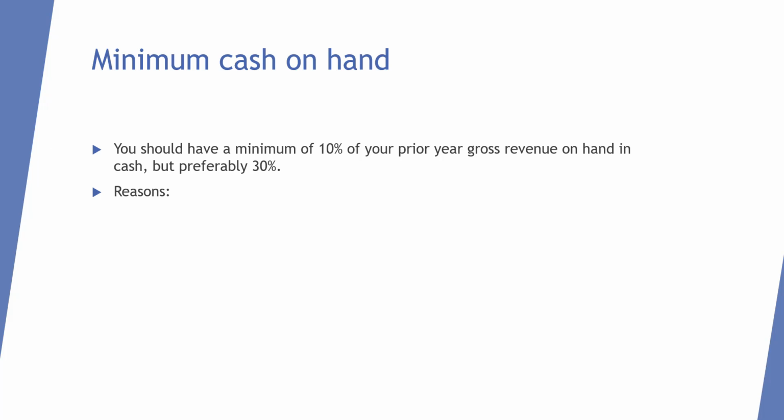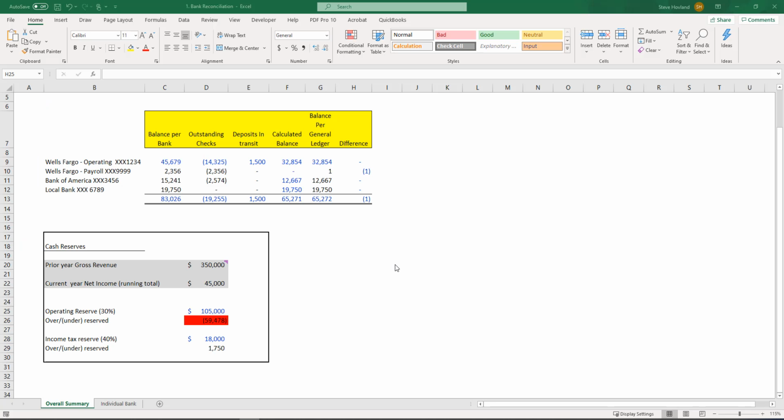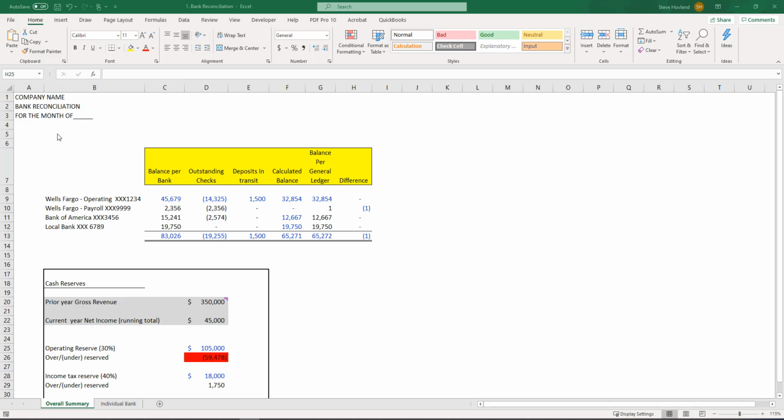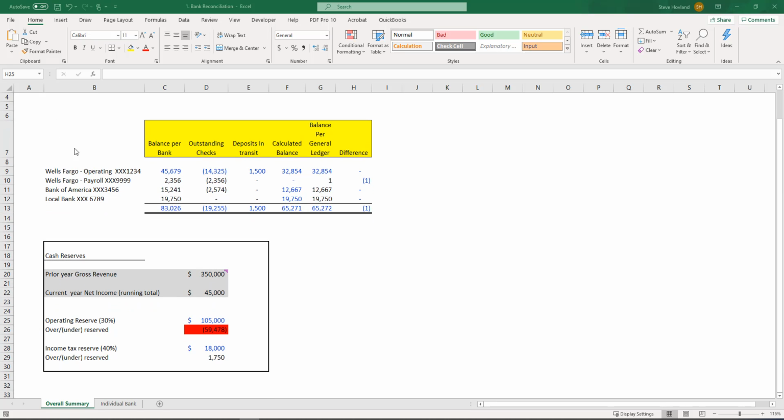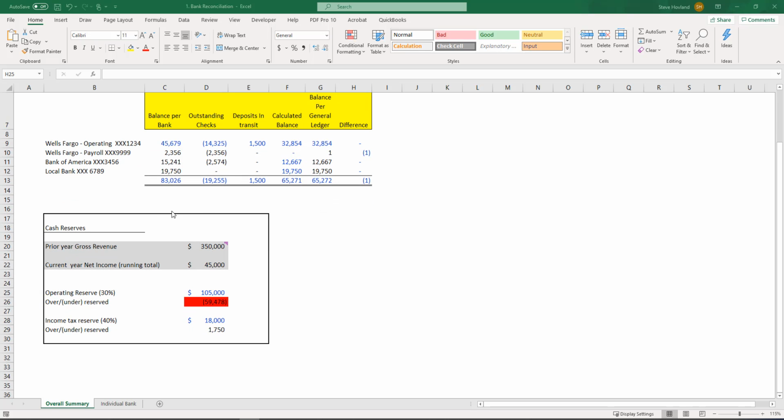So, do y'all remember this template? If you recall, this template is in the bank reconciliation. We went through how to do a bank reconciliation, how the outstanding checks and deposits affect your cash balance. But if you recall, down here was a calculation on the cash reserves.